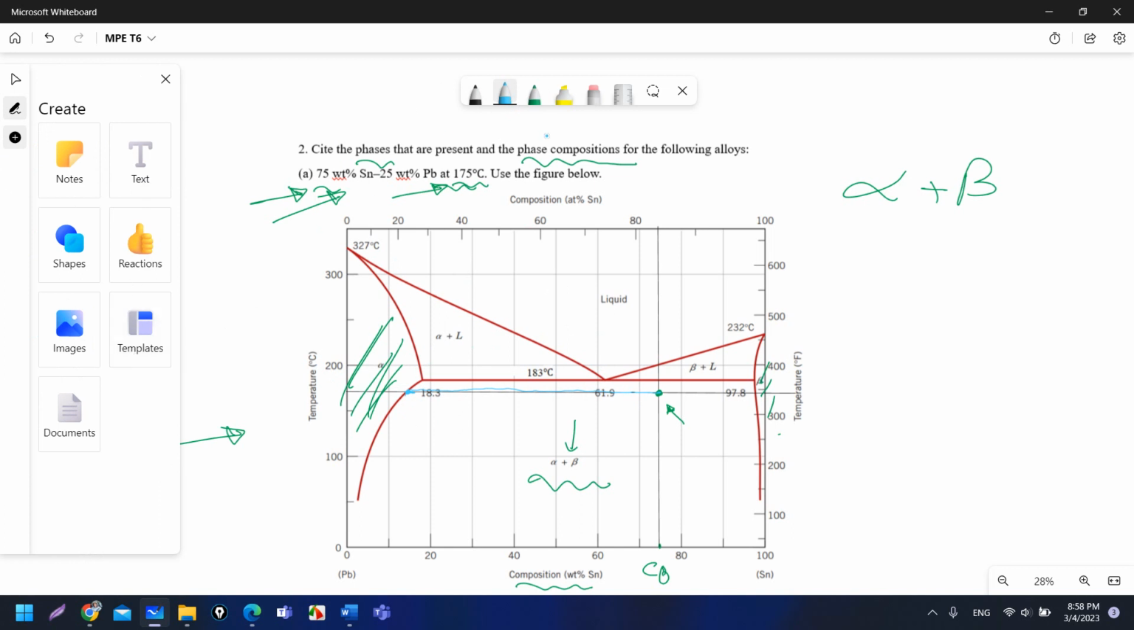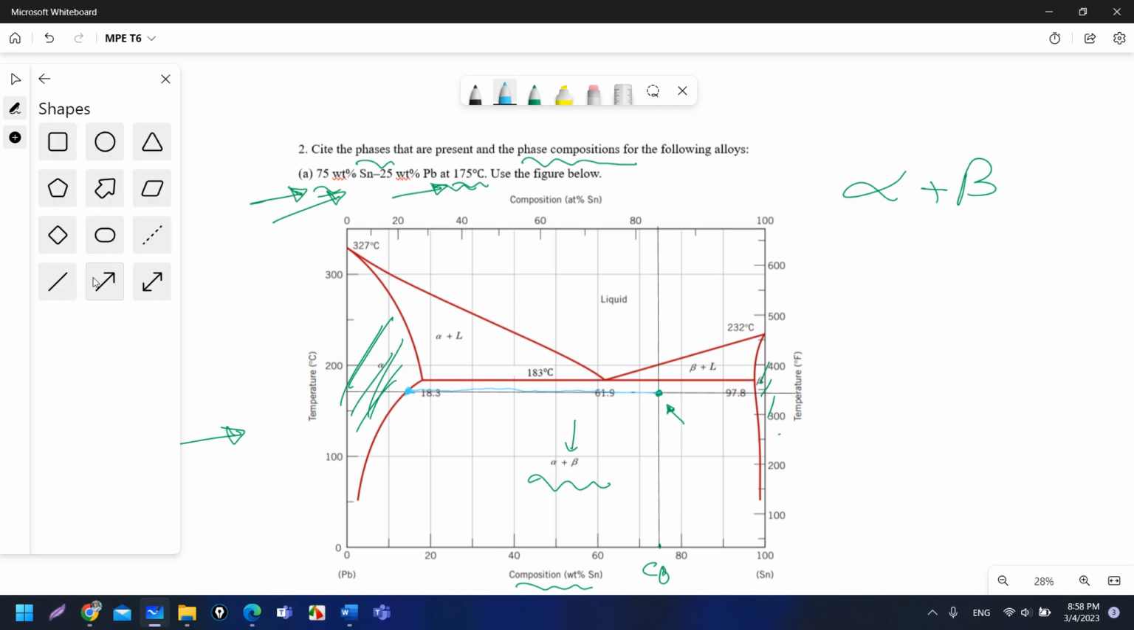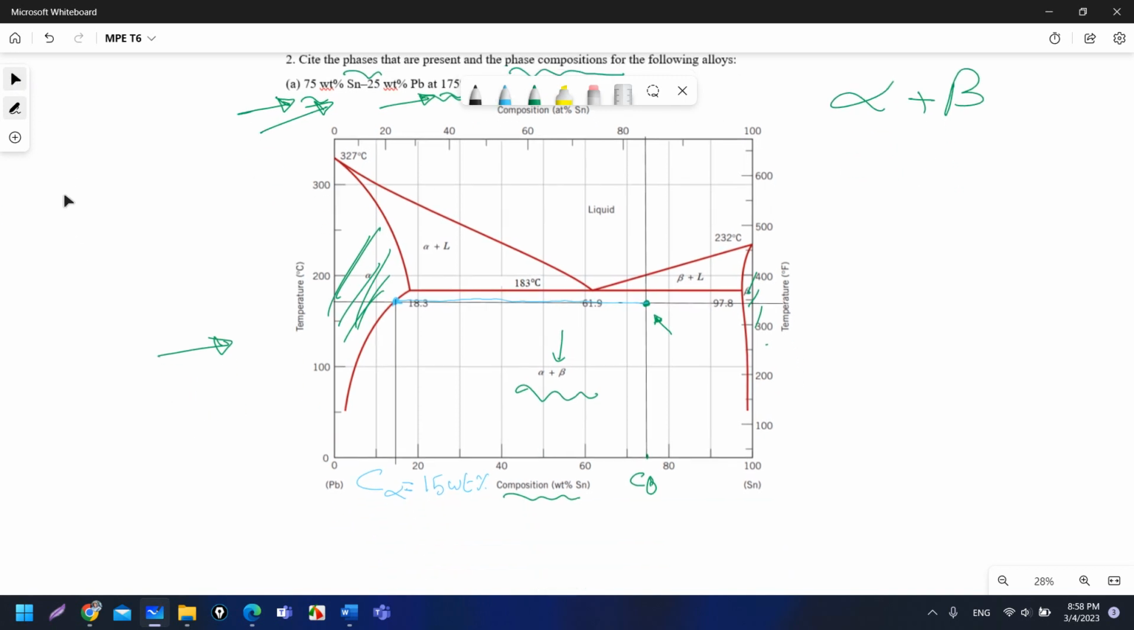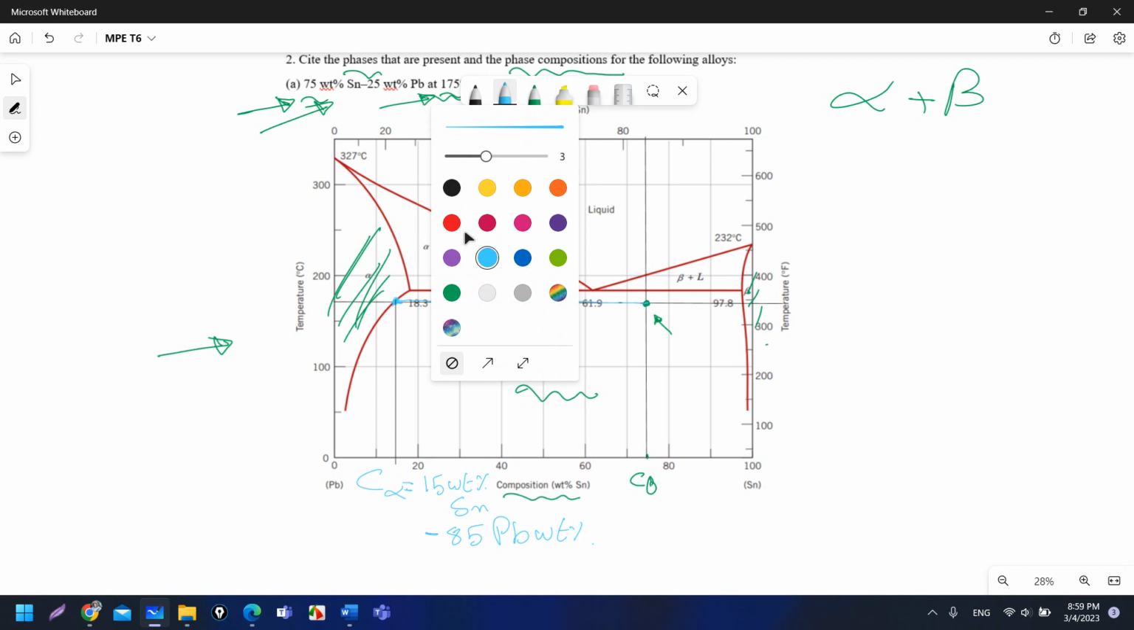Then I will construct another line from this point, the blue point, until I reach the x-axis. So this value approximately is 15. So that is C of alpha, the composition of the alpha phase, which is 15 weight% Sn. So the alpha phase is 15 weight% Sn, and 100 minus 15 is 85 weight% Pb.